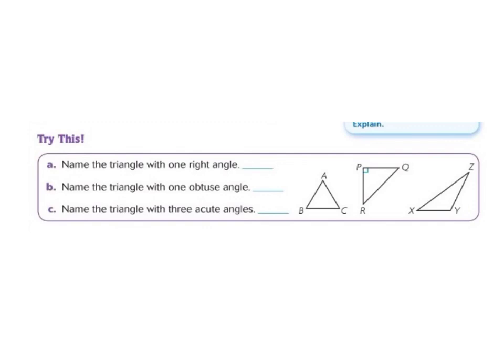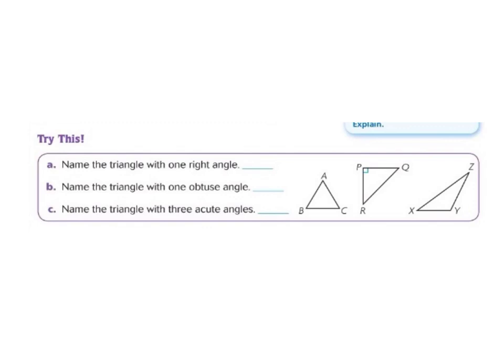Try this, 4th graders. A. Name the triangle with one right angle. Okay, let's look at the 3 triangles we have. We have triangle ABC, we have triangle PQR, and we have triangle XYZ.